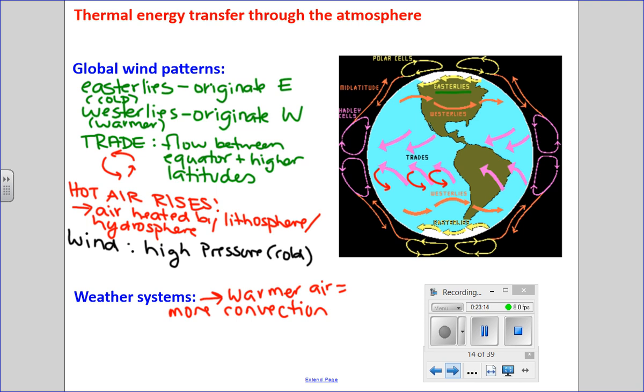And so you might be aware, like here we have Chinooks, where it's really warm wind blowing through. But our weather changes in a snap. And one of the reasons is because the wind has so much convection going on, it's bringing things quickly. So more convection means faster changes in the conditions around us.